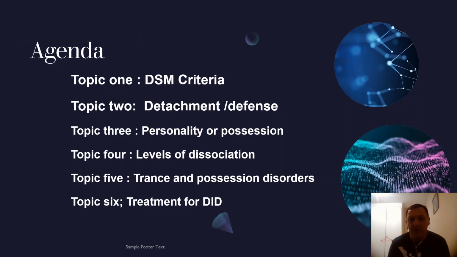Okay, let's go to the agenda, what we're going to learn. Topic 1, the DSM criteria, the Diagnostic Statistical Manual, all the disorders. Topic 2 is detachment, defense. Topic 3 is personality or possession. Then levels of dissociation, trance, and possession disorders. And treatment for DID.